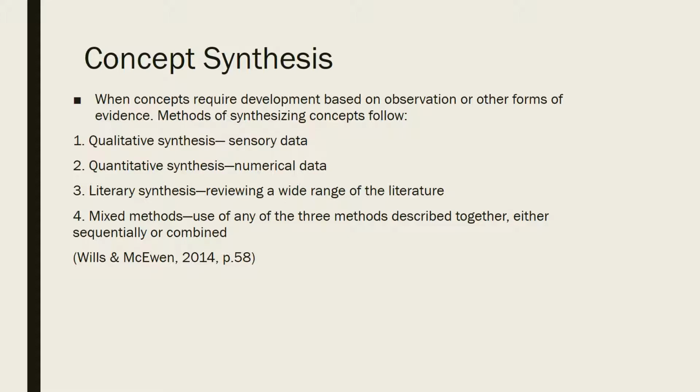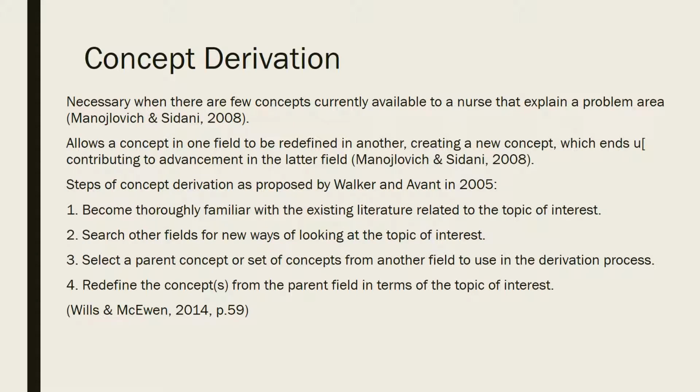Qualitative synthesis relies on sensory data, looks for similarities, differences, and patterns among the data to identify the new concept. Quantitative synthesis requires numerical data to delineate those attributes that belong to the concept and those that do not. Literary synthesis involves reviewing a wide range of the literature to acquire new insights about the concept or to find new concepts. And then mixed methods, so use of any of the 3 methods described together, either sequentially or combined. So this is all found from the Wills and McEwen textbook.